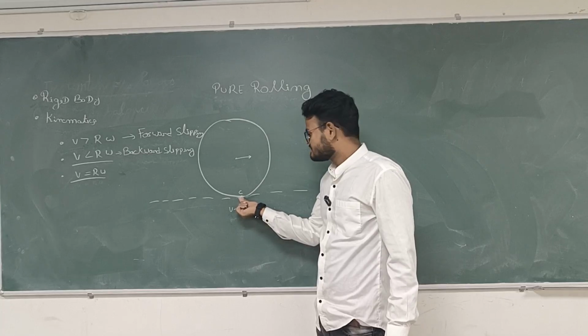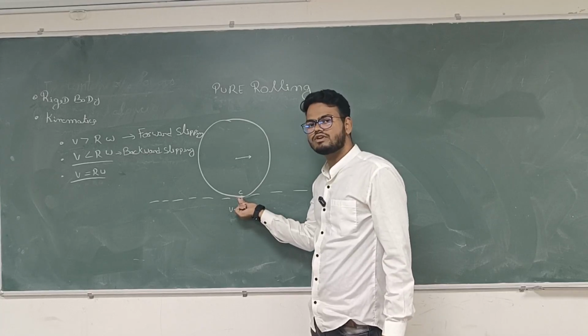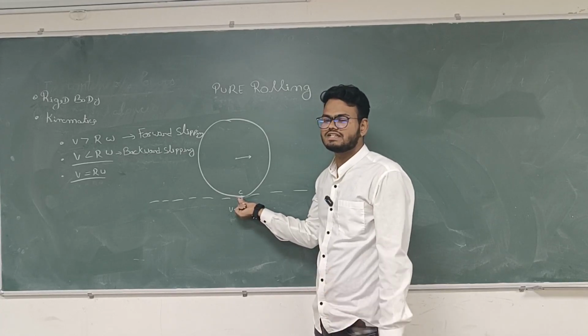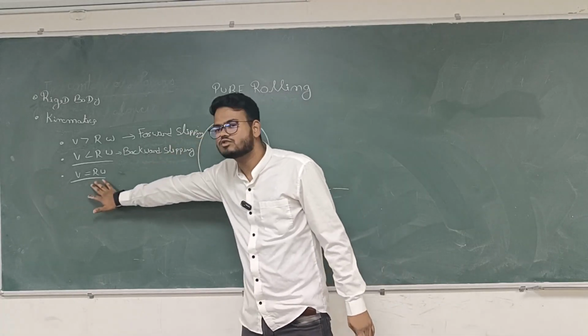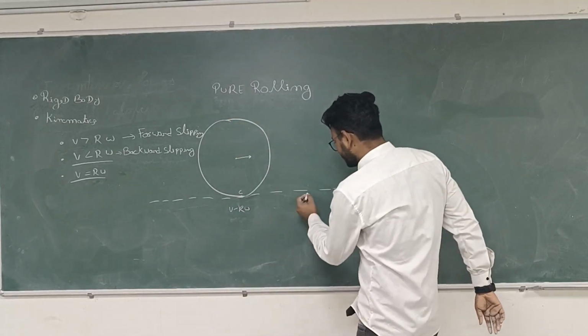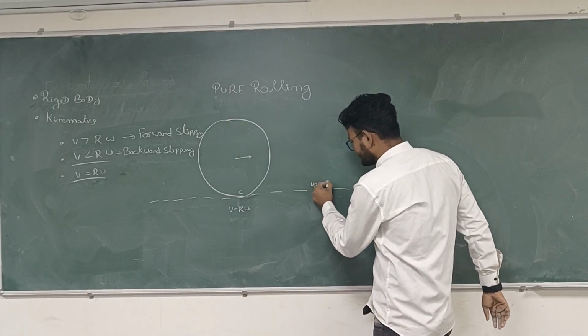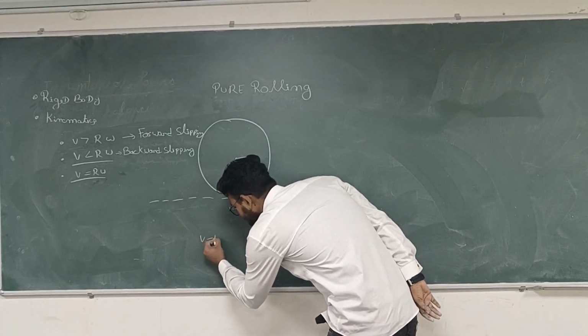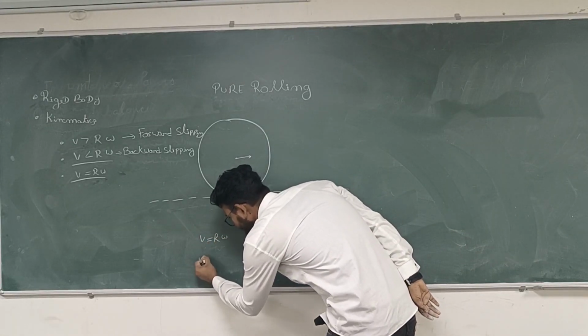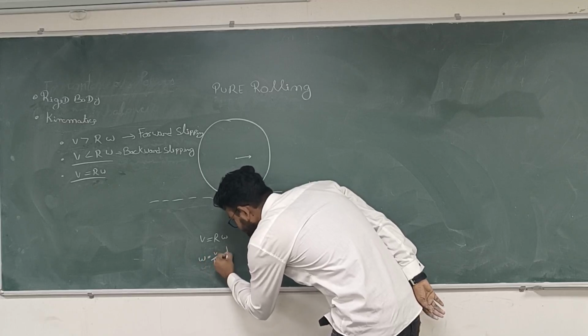Now if v equals r omega, that means the relative motion of this point of contact is 0. This motion is known as pure rolling, and this is the concept of pure rolling when the platform is at rest. So for pure rolling, v equals r omega, and from here omega equals v by R.